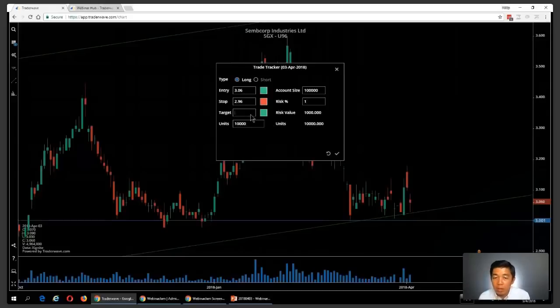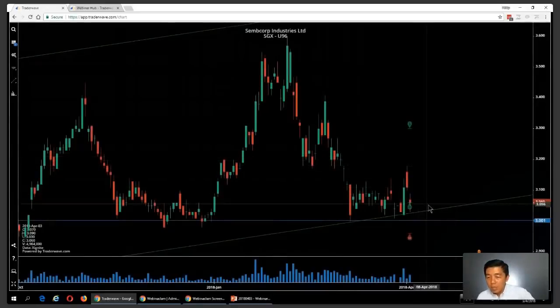Target we have not established yet. So let's just temporarily establish it at 330 first. We can move it thereafter. Okay, so can you see over here?